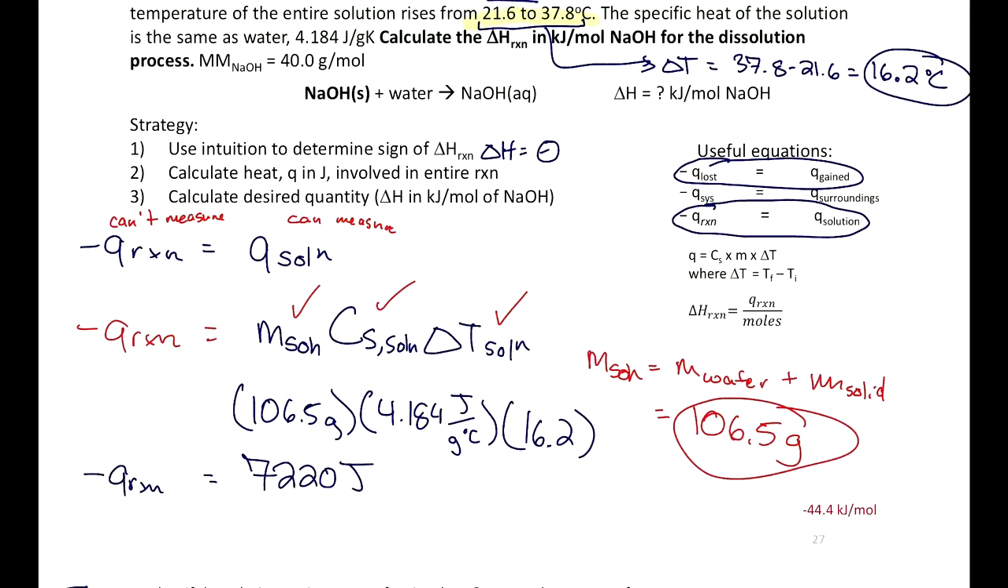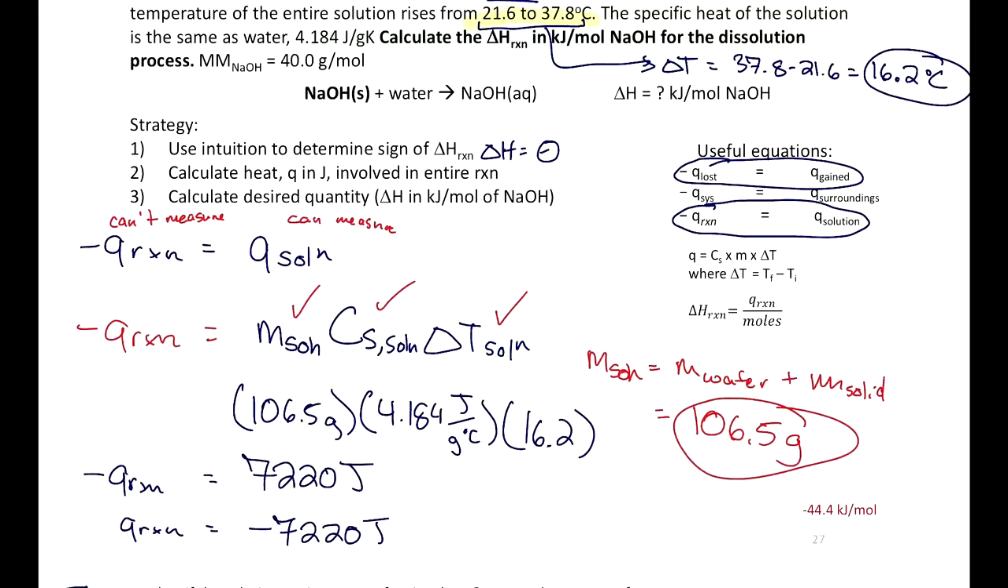So if the water heated up, the reaction was what kind of reaction? Exothermic. That's why we need that negative sign. See how I didn't apply that negative sign yet? So the Q involved in this reaction is actually negative 7,220 joules, because it's an exothermic reaction. That's why you need that negative sign.